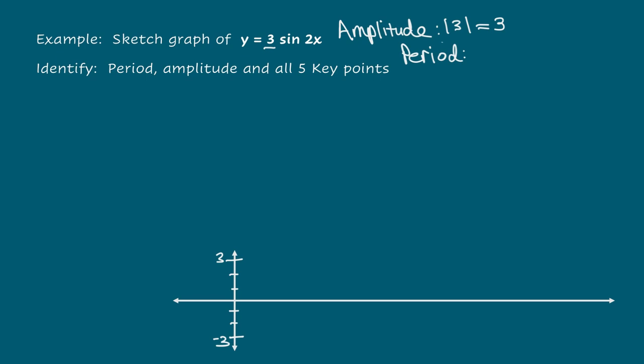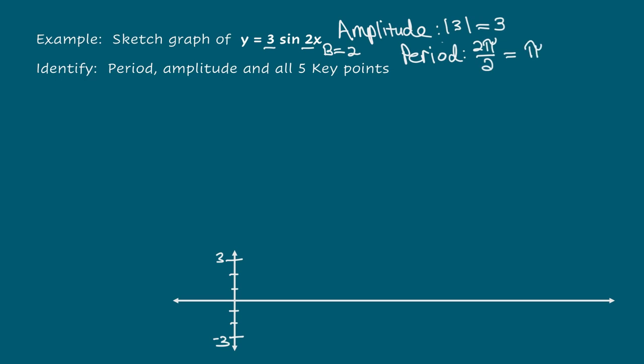Our period is going to be 2 pi over b. So in our equation, our b value is 2. So I'll just jot that down just so that we know. B is 2. So our formula here is going to be 2 pi over 2. So our period is equal to pi.